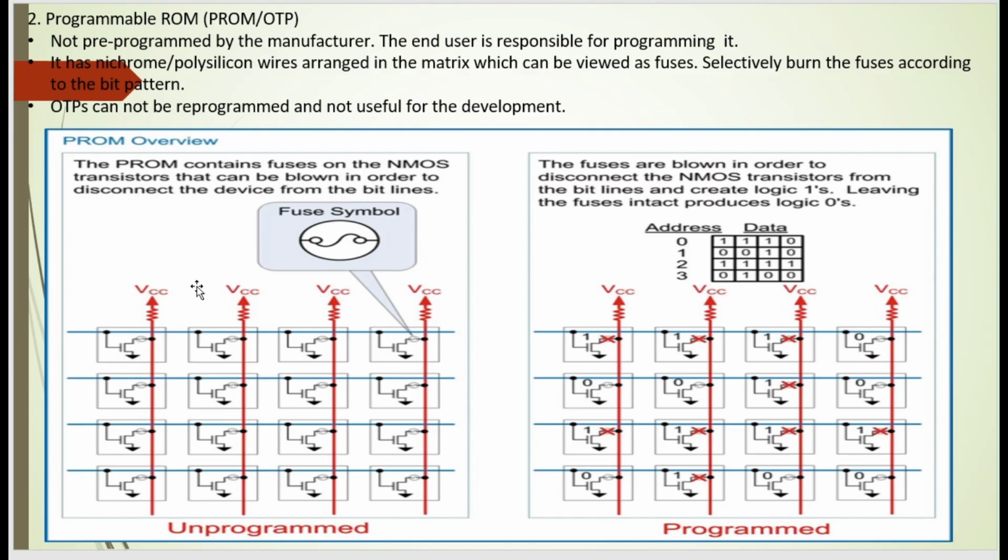Here is the overview of the PROM. Here you can see the NMOS fuses on the NMOS transistors that can be blown in order to disconnect from the device. It is like a switch. The fuses are blown in order to disconnect the NMOS transistors. Leaving the fuses intact produces logic 0. Here you can see logic 1 and logic 0 as the NMOS transistors are being programmed.